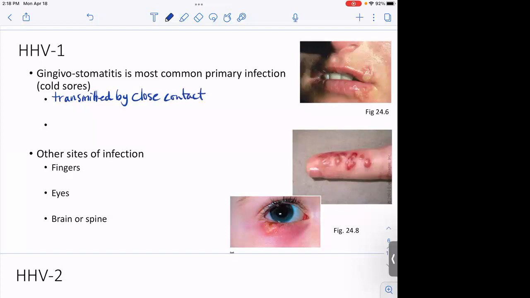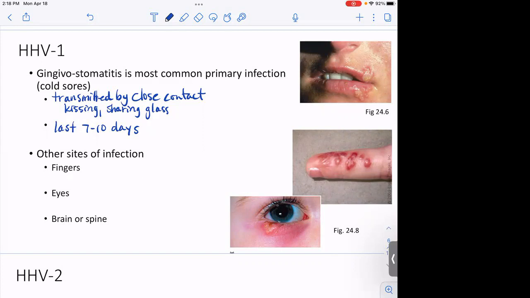Okay, so really close contact, like kissing or sharing a drinking glass, for example, or sharing a utensil. Usually those sores last about 7 to 10 days. Oftentimes you have kind of a prodromal period where you might feel some tingling before the cold sore erupts.